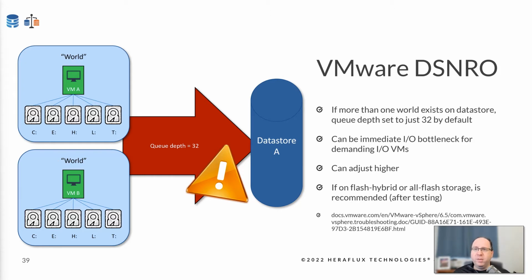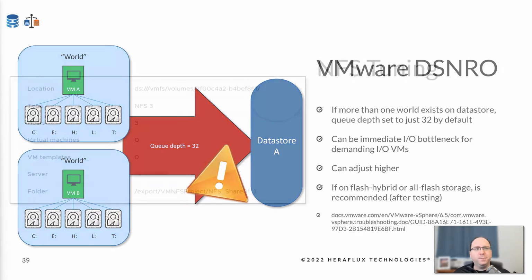I highly recommend that you go update this value. Go check out the link on the screen there, or just do a Google search or Bing or whatever you use for DSNRO VMware. You're going to find out how to check this. Now, test and validate. Make sure that you don't actually see higher storage bottlenecking inside the guest, because if you don't set this right, it can actually slow you down.